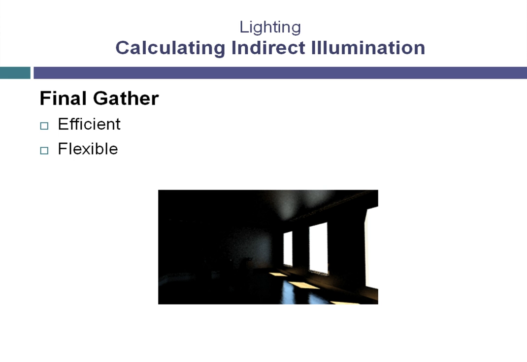If we render only the direct illumination, what we see is the sunlight that comes through the window, but the rest of the room is in complete darkness. The reason for this is that we're not calculating any indirect illumination, so there's no light bouncing around the scene.